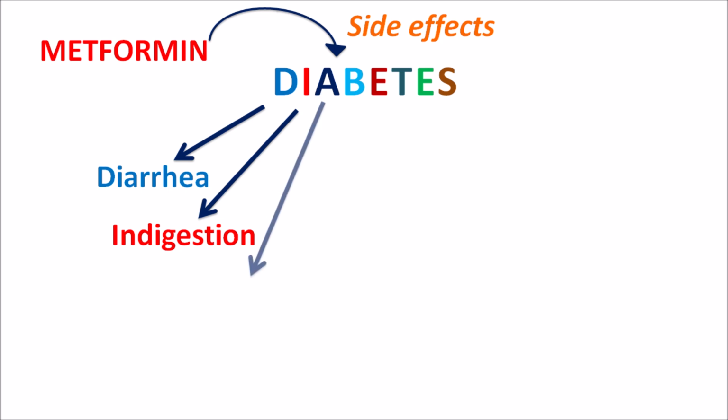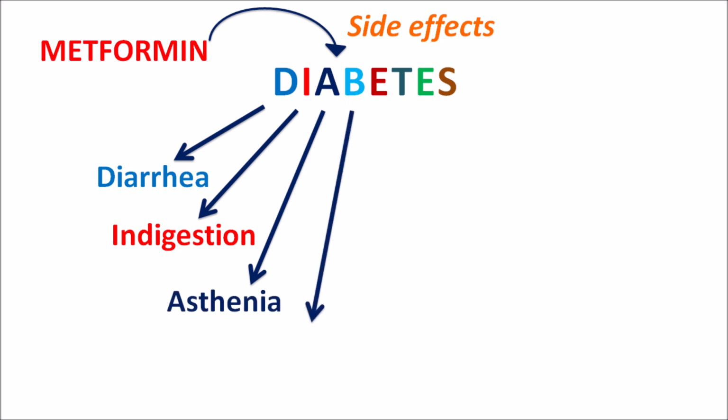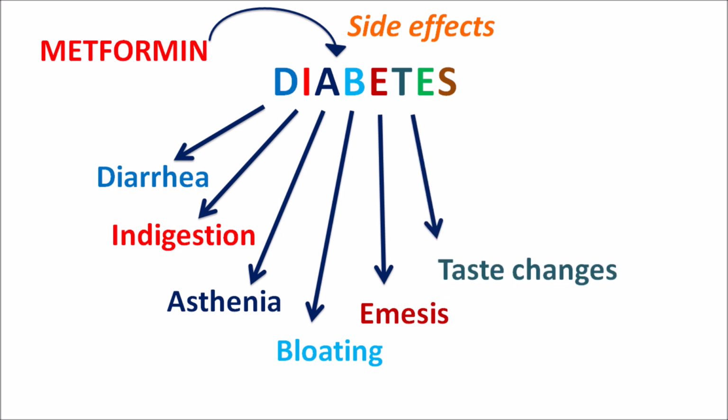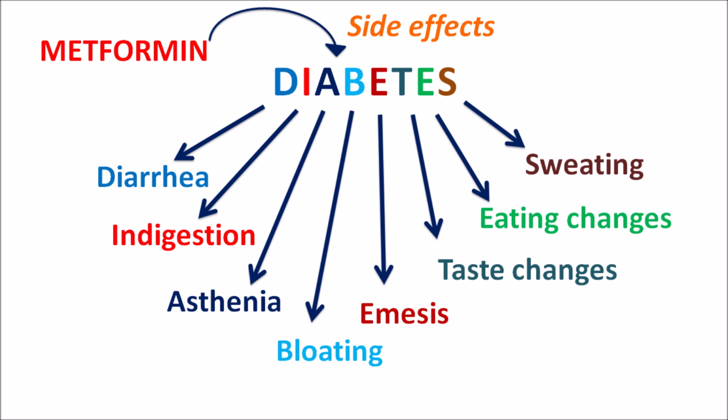And A indicates asthenia, lack of energy. B indicates bloating, it can increase the fullness of the stomach. E is the emesis, so Metformin can produce nausea and vomiting. T is the taste changes, this drug can produce some taste disturbances. E is the eating changes, Metformin can produce some loss of appetite. And S can be remembered as sweating. In this way, the side effects of Metformin can be remembered with a simple mnemonic: diabetes.